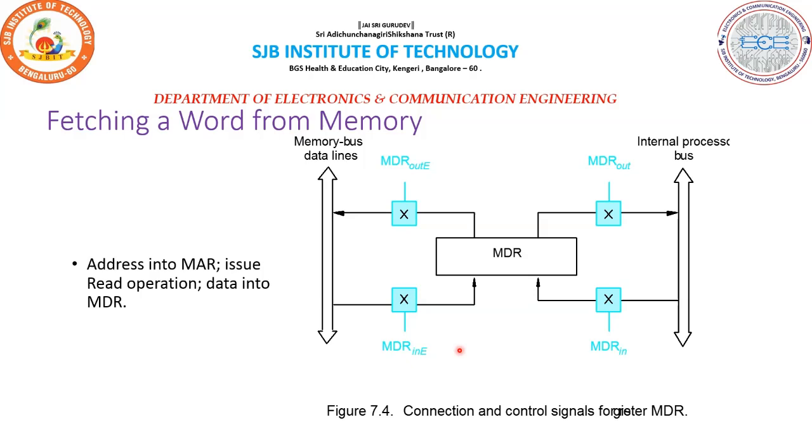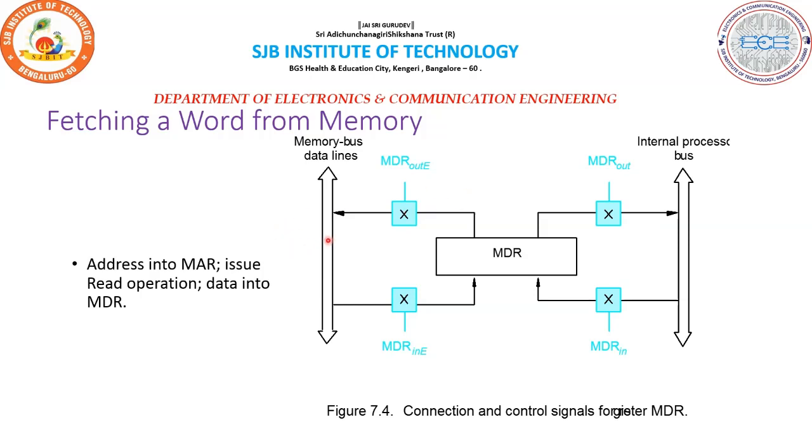This can be easily modified to provide additional connections. A 3-input multiplexer can be used, with the memory bus data lines connected to the third input. This input is selected by MDR in E. Next, the second tri-state, controlled by MDR out E, can be used to connect the flip-flop to the memory bus.